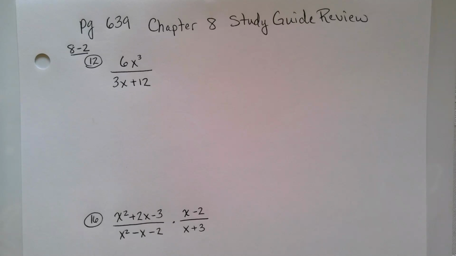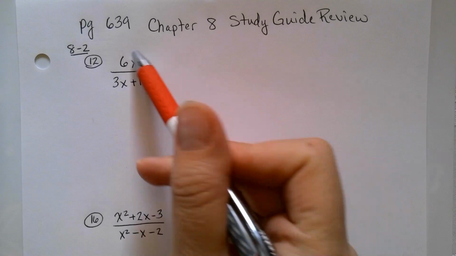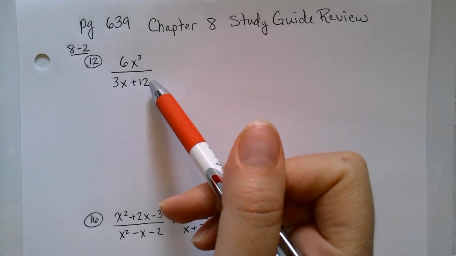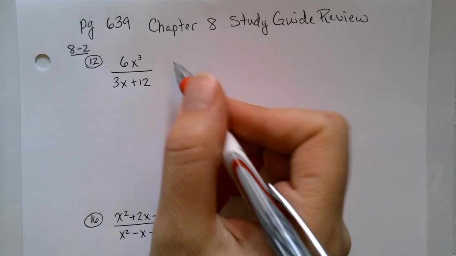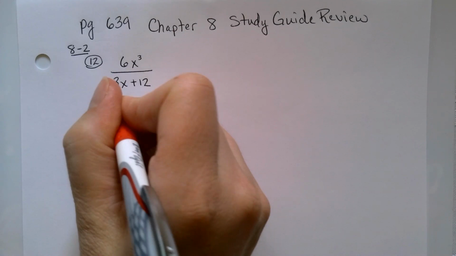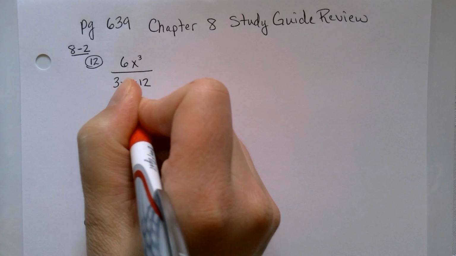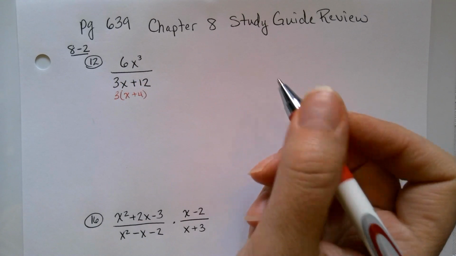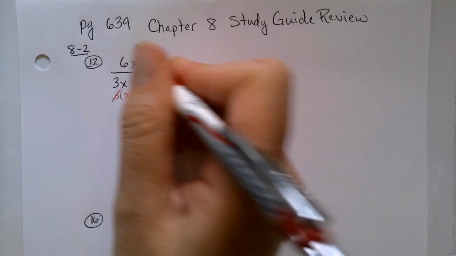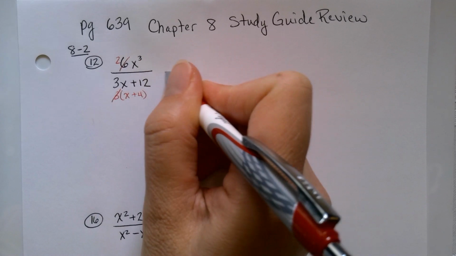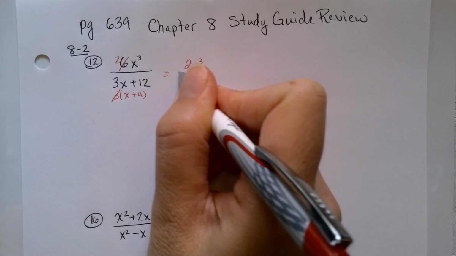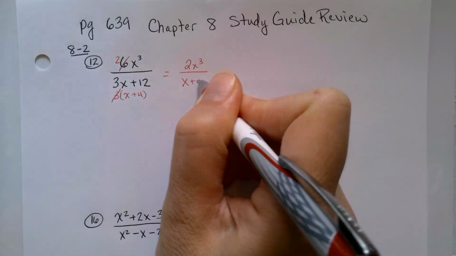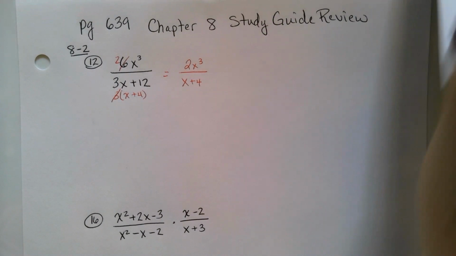So let's get started. The first thing I see is just a rational expression, no addition, subtraction, or multiplication, just one piece here. I'm looking to see that the numerator isn't factorable, but the denominator has a GCF, don't forget about that. With that, I see that the 3 will reduce with the 6. There's not much else I can do here. I'm left with 2x to the third over x plus 4. Not much else canceled out here.